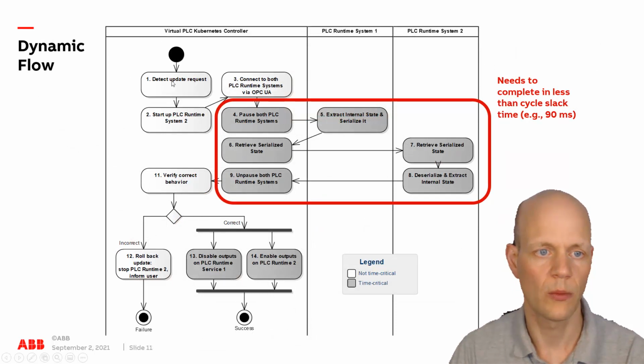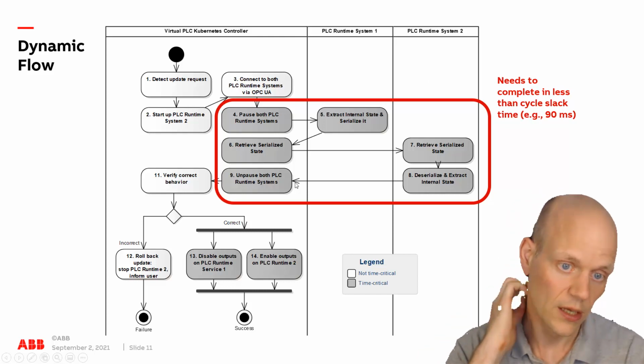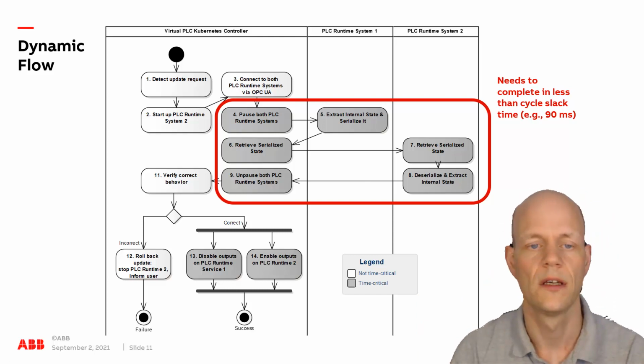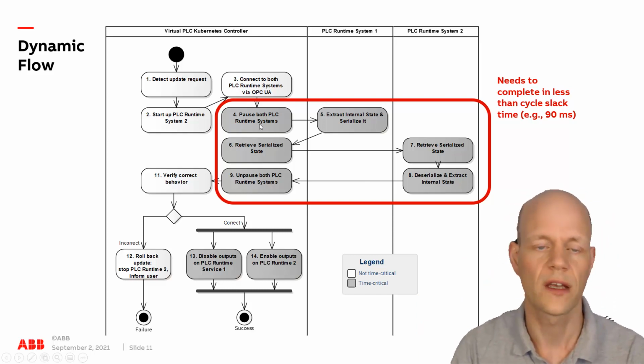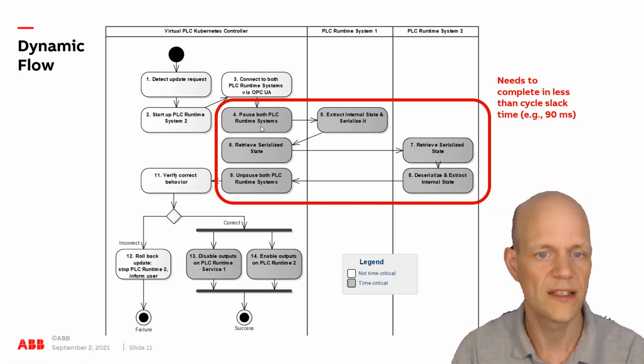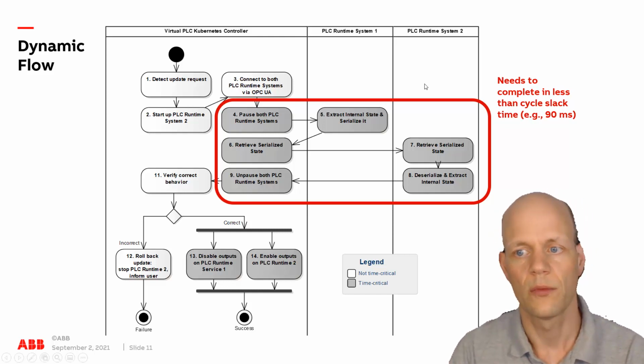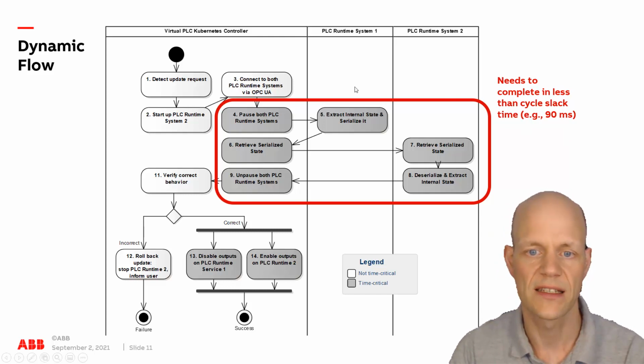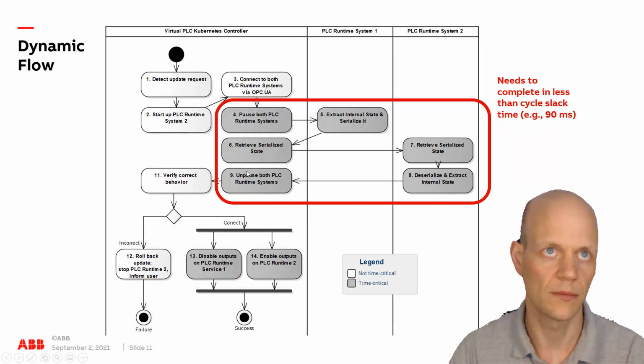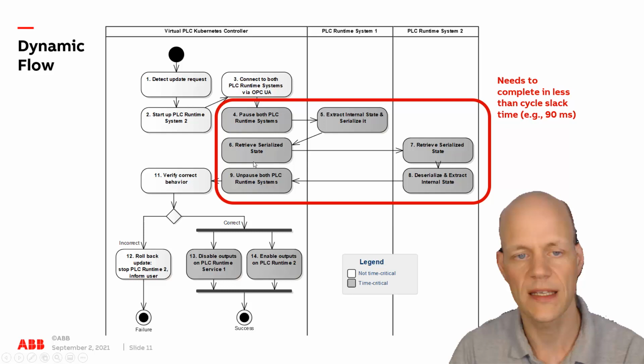The dynamic flow is like this. Once the controller detects an update request, it starts the second runtime, then it connects to both runtimes via OPC-UA, and then it enters a time-critical phase. So we have here steps 4 to 9, and they really need to execute very fast to not lose any execution cycles. I said we have an execution cycle target of 100 milliseconds, and the control algorithms need about 10 milliseconds to execute. And so we have 90 milliseconds of slack time. So this step here needs to be completed within 90 milliseconds.